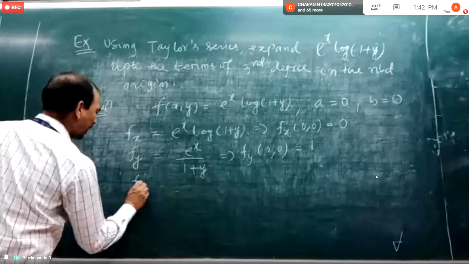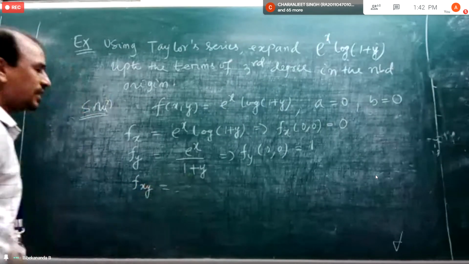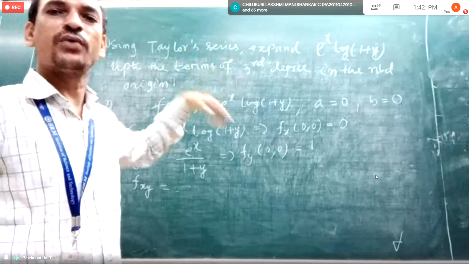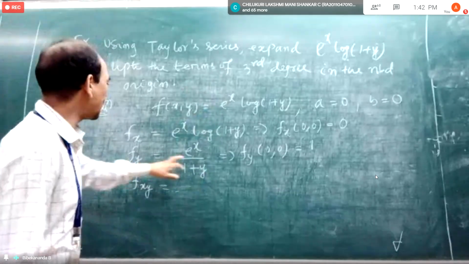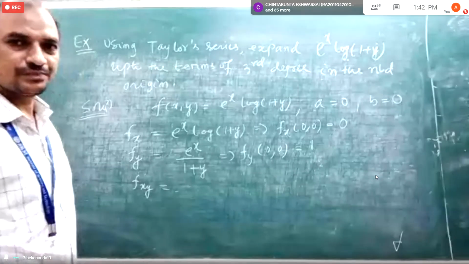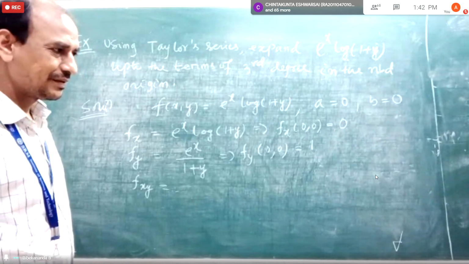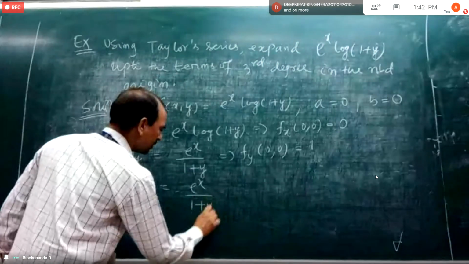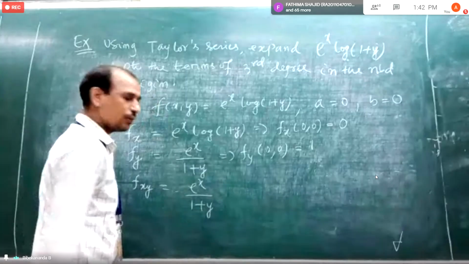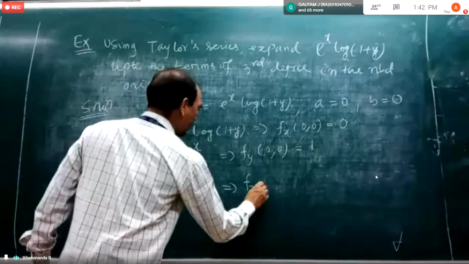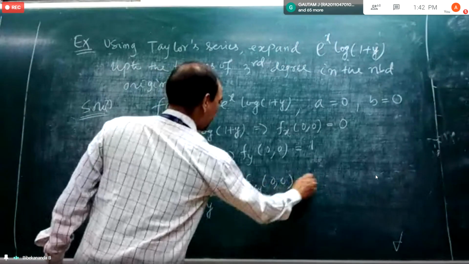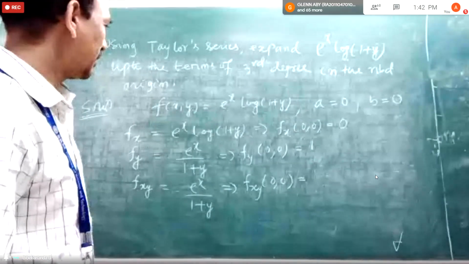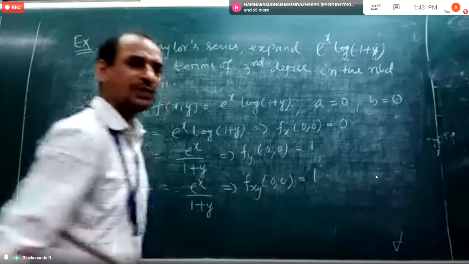Then find fxy. What is your fxy? Either differentiate fx with respect to y or fy with respect to x. So what is the differentiation of fy with respect to x? e to the power x by 1 plus y. Same thing which we got: e to the power x log of 1 plus y. And what will be the value of fxy at (0, 0)? That is equal to 1.